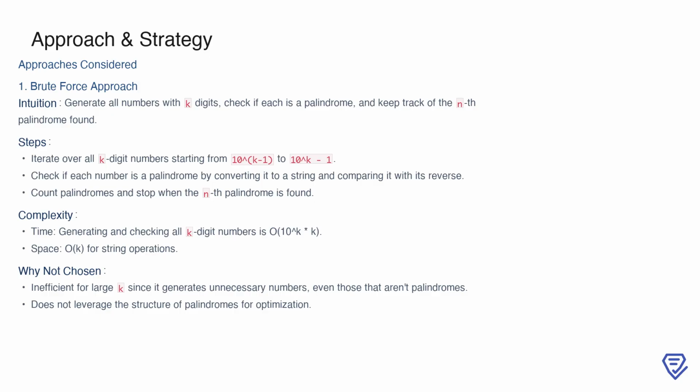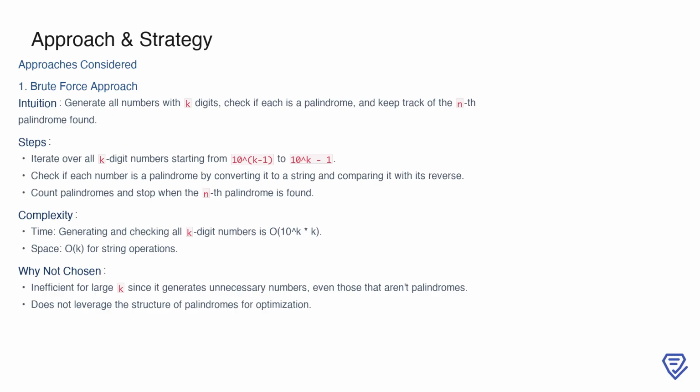The intuition here is straightforward: generate all possible numbers with exactly k digits, check each one to see if it's a palindrome, and keep track of the palindromes until we find the nth one. The steps involve iterating over all numbers in the range of 10^(k-1) to 10^k, since this range contains all k-digit numbers.